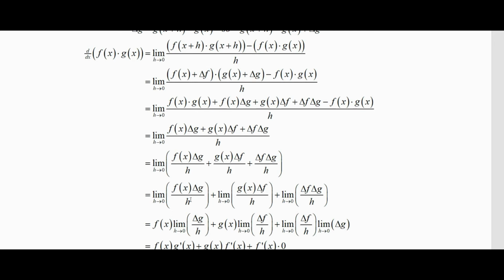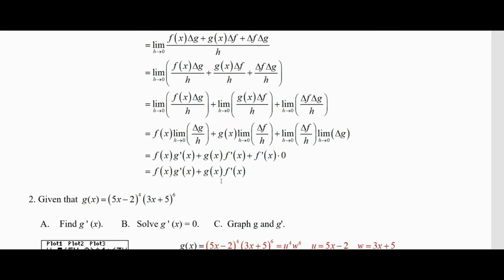Limit of the sum is the sum of the limits, so this is the limit of each of these pieces provided they exist. And here the f of x doesn't have anything to do with the h, so I can bring it out front. G of x does change as h changes. In fact, it goes to 0. Here g of x can be brought out front. And here I'm going to break this into two parts. One is the limit of delta f over h, and then the limit of delta g.